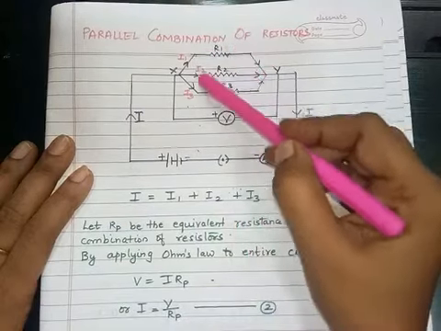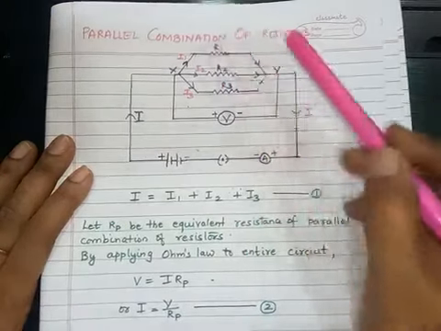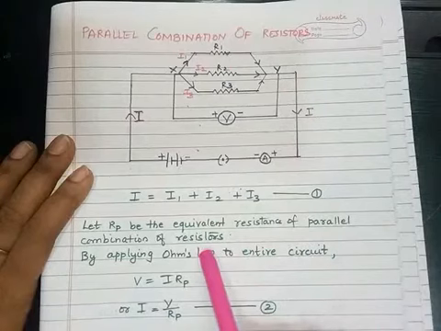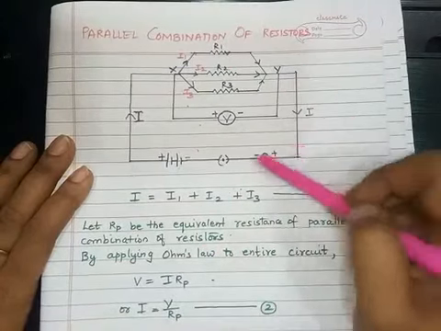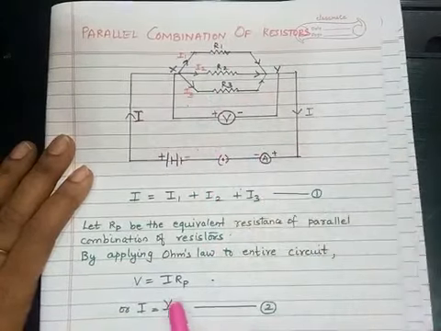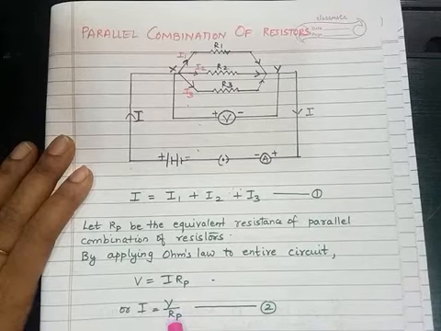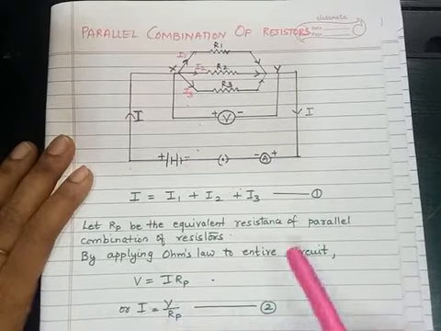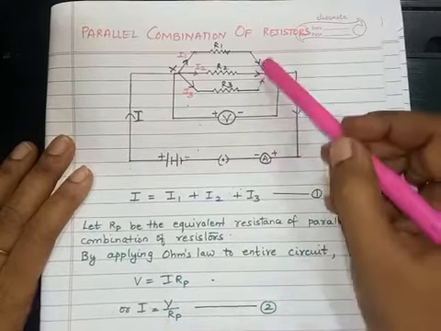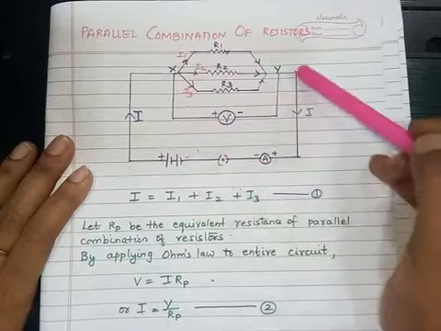Now if Rp is the equivalent resistance of this combination of resistors, then when you apply Ohm's law to the entire circuit, we can write V is equal to I Rp, or I is equal to V upon Rp. So this is one more mathematical expression that you get when you are applying Ohm's law to the entire circuit.